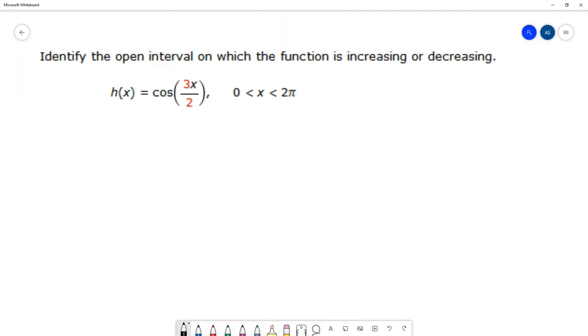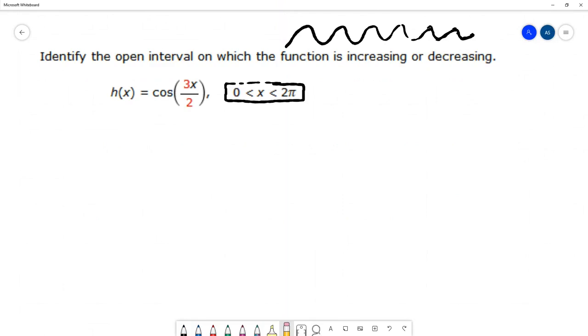are sort of like wave functions. So they're going to have many changes in increasing and decreasing, infinite changes in increasing and decreasing. So limiting us to only 0 to 2 pi is very helpful.